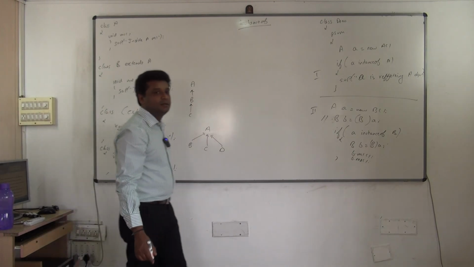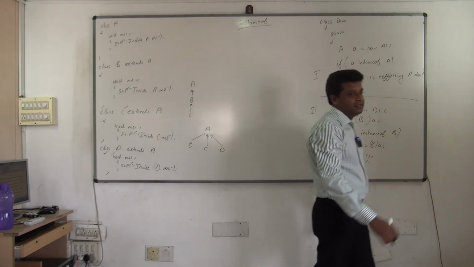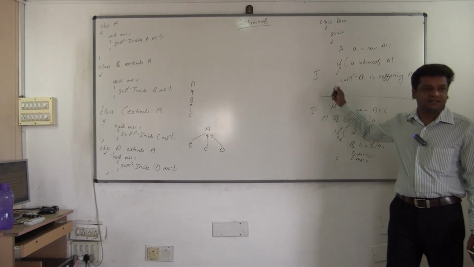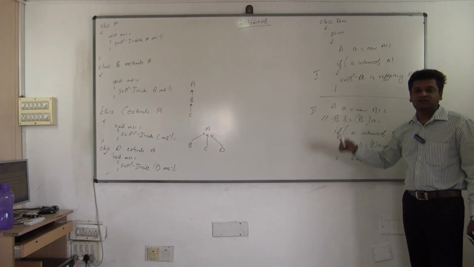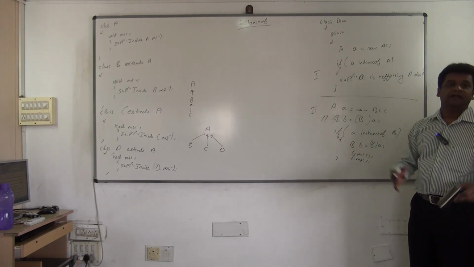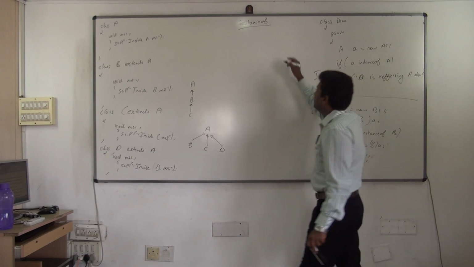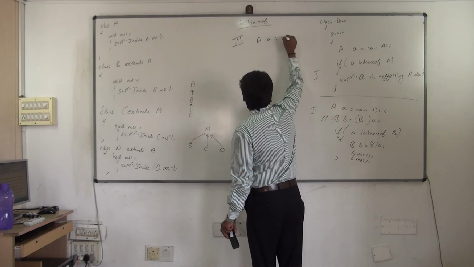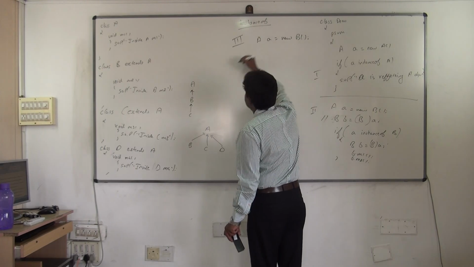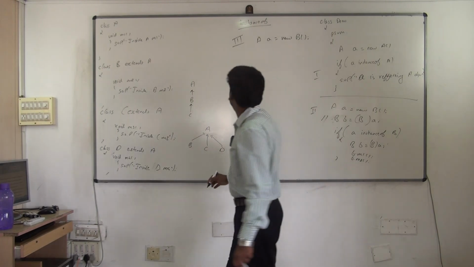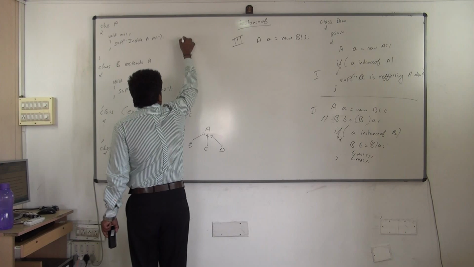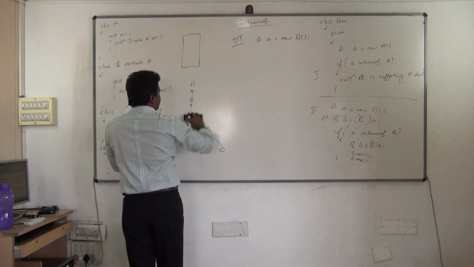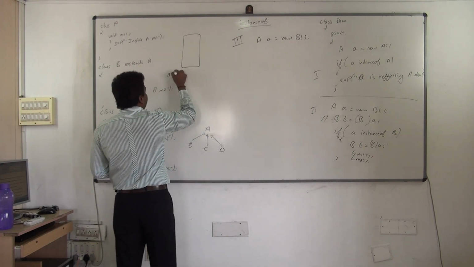So done. Now let us look at the third case. This is the first case you saw, this is the second case you saw. The third case you'll be seeing is where there are many classes. Now see this: A is equal to new B. This is the third case. Now which object is getting created? B object is getting created.